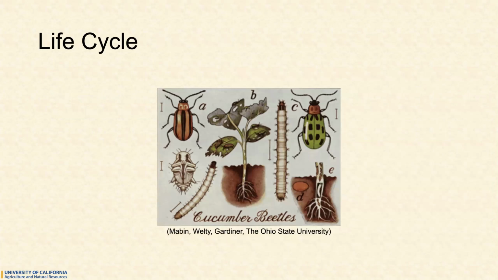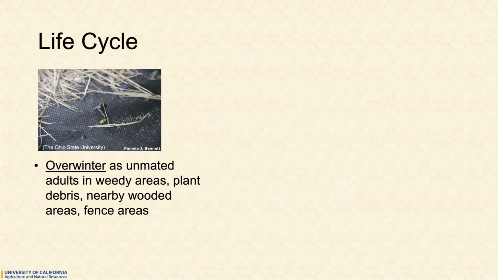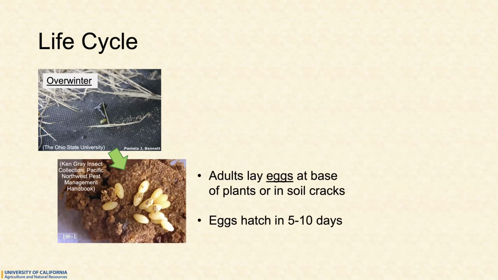So now we're going to get into the life cycle because it's really important to understand how an insect pest operates and what it likes, what it doesn't like, how it proliferates in order to effectively control it. So to start, cucumber beetles overwinter as unmated adults in weedy areas, plant debris, nearby wooded areas, and fence areas. Then adults lay eggs at the base of plants or in soil cracks. And those eggs typically hatch in about 5 to 10 days, more or less.